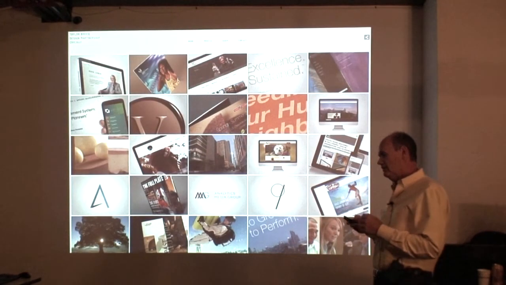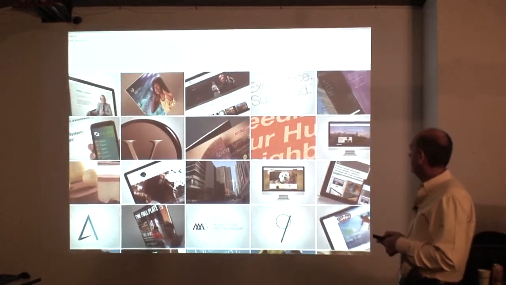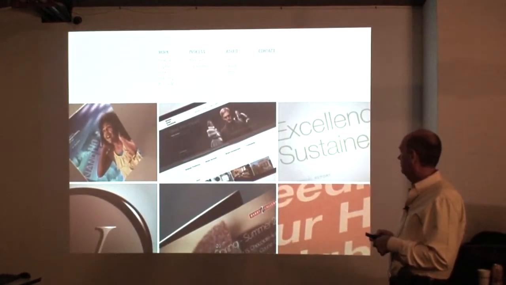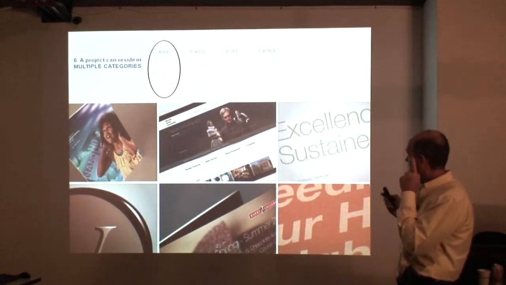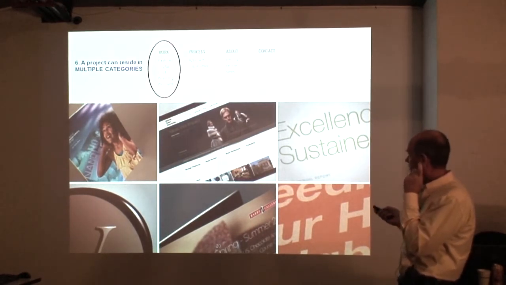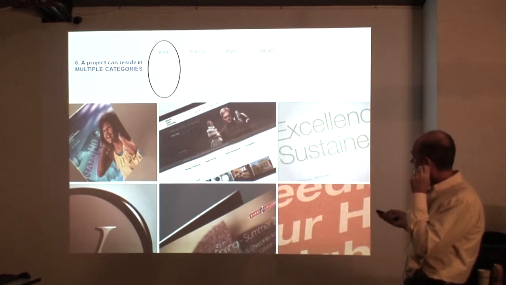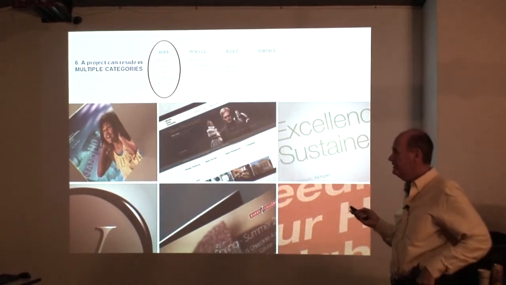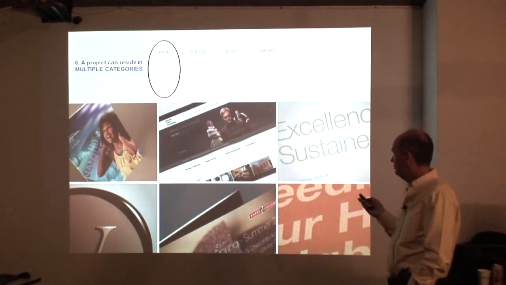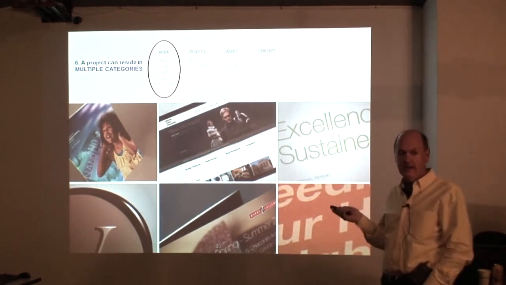So that's a quick look at the back end. Let's look at the front end. When you go into the different categories, the featured category, the digital category, the print category, the branding, and the by client. Again, each one of these projects can live in one or many of those categories. Of course, they all live in the by client category.